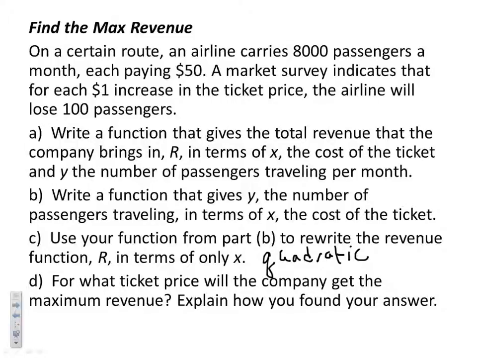And that's important because in part D, if you're looking for a maximum revenue, that should tell you that you're looking for something important on a quadratic. We kind of talked about these important points already. Can you figure out which important part of the parabola we're talking about here that we want to find if we're looking for a maximum revenue based on the shape of this curve?